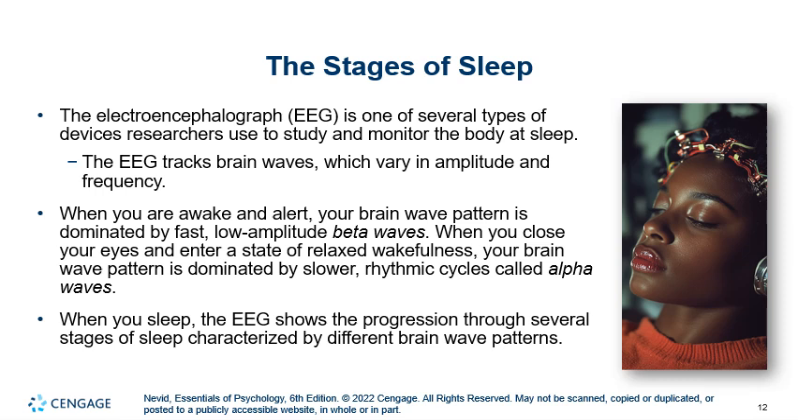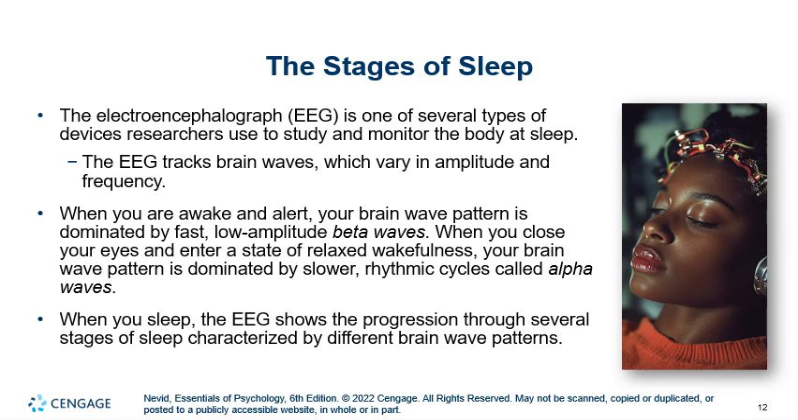These electrodes detect and amplify the electrical signals from the brain, which are then displayed on a computer screen as a series of waves. The EEG tracks brain waves, which vary in intensity or amplitude, the height of the wave, and speed or frequency, wave cycles per second. When awake and alert, fast, low amplitude beta waves dominate your brainwave pattern.